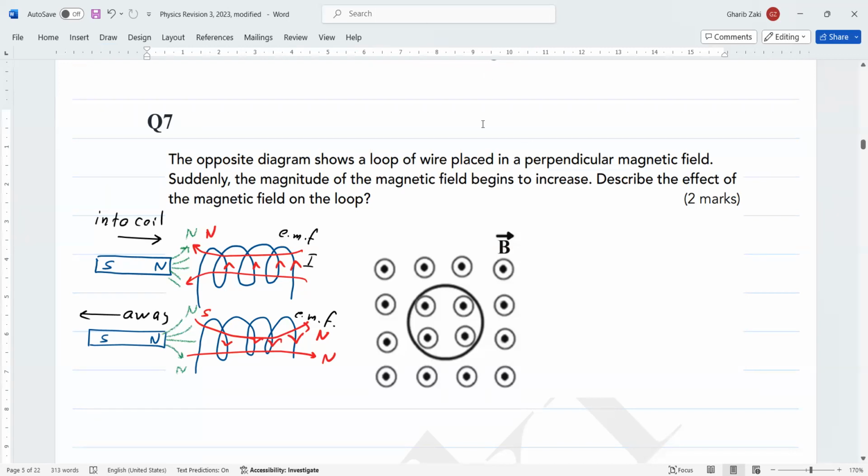Read it and try to answer alone. He said, the opposite diagram shows a loop of wire placed in a perpendicular magnetic field. Suddenly, the magnitude of the magnetic field begins to increase. So we have a change in magnetic field. Describe the effect of the magnetic field on the loop. Yes? Question?